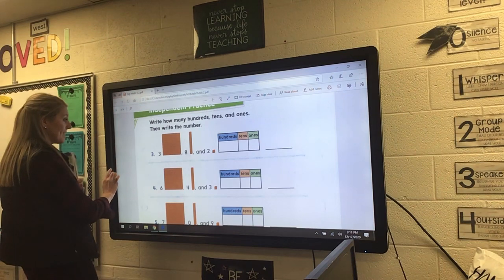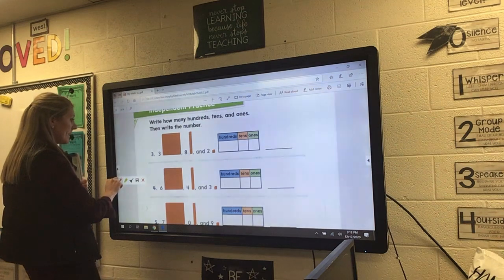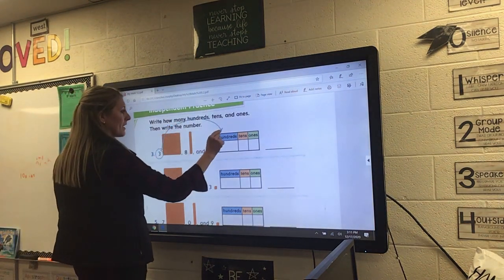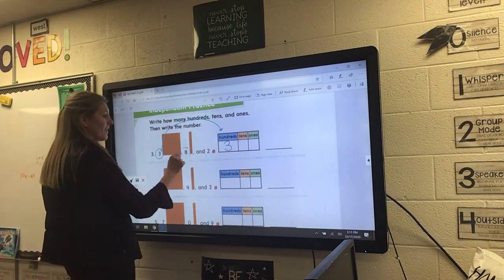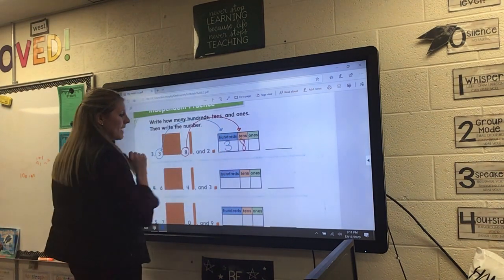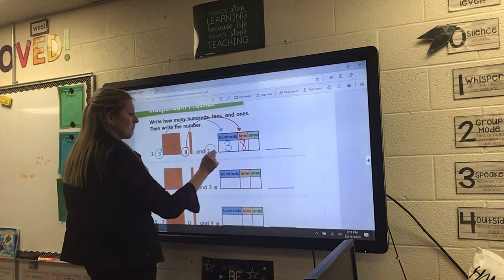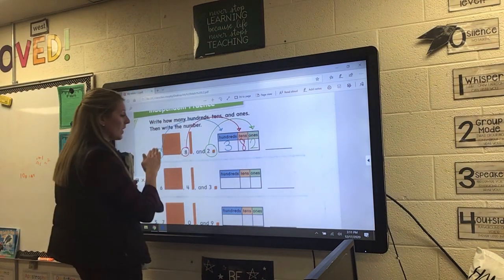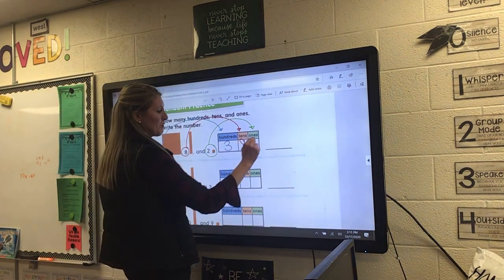So I'm going to look and I'm going to notice that there are 3 flats. So in my place value house for the hundreds, I'm going to put this 3 over here for the hundreds. Now my tens tell me that there are 8 sticks or 8 tens. So in my place value house, the 8 goes next. And then last are my ones way over to the right. I have 2 of them, so the 2 goes there. So the number of base 10 blocks I have is 382.